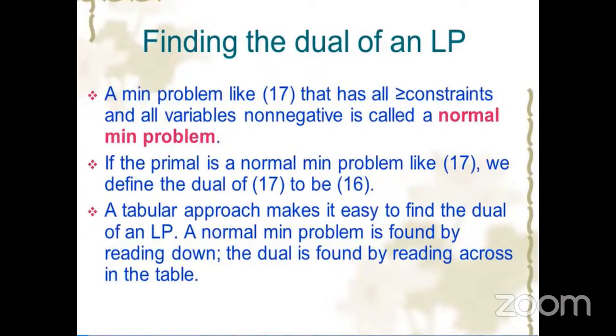In the second point, if the primal is a normal minimum problem like 17, we define the dual of 17 to be 16. A tabular approach makes it easy to find the dual of an LP. A normal minimum problem is found by reading down. The dual is found by reading across in the table. That is the difference; we can say the opposite of the primal is the dual. Is that clear?